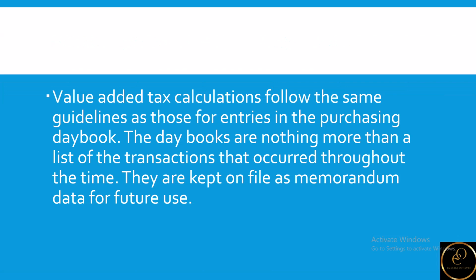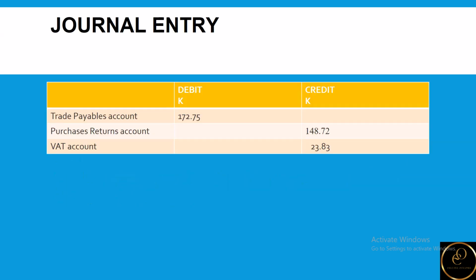So before I talk about the journal entries, please note that value added tax calculations follow the same guidelines as those for entries in the purchases daybook. The daybooks are nothing more than a list of the transactions that occurred throughout the time. They are kept on file as memorandum data for future use. So now let's look at the journal entry.